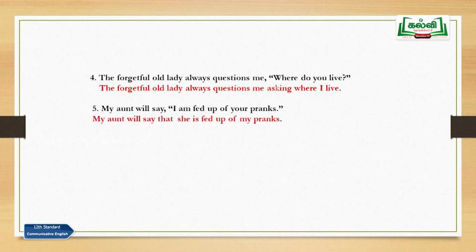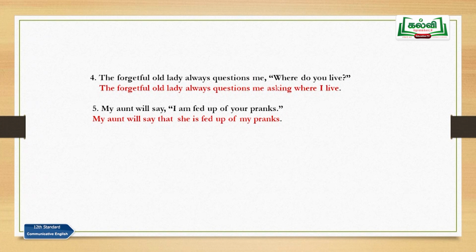The forgetful old lady always questions me, "Where do you live?" The forgetful old lady always questions me, asking where I live, not where I lived, as we do for normal statements where the reporting verb is of the past tense. Here questions me is simple present. So the verb within the quotes does not change. The tense of the verb within the quotes does not change. So where do you live? Where I live, present tense.